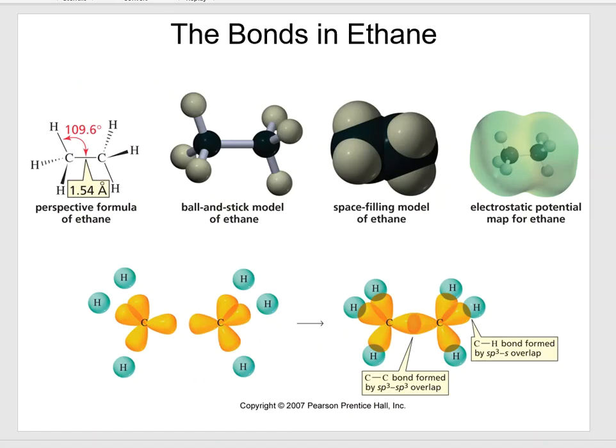Here's another depiction, this time of ethane. And ethane is a CH3 molecule and a CH3 molecule. So this is how we would normally draw it if we want to represent three-dimensional structure. Your ball and stick model is represented, your space-filling orbitals represented, and your electrostatic potential map is also represented. Down here at the bottom, though, is another representation of ethane.